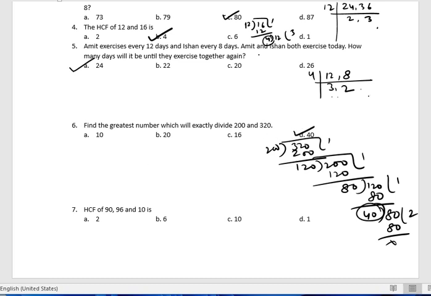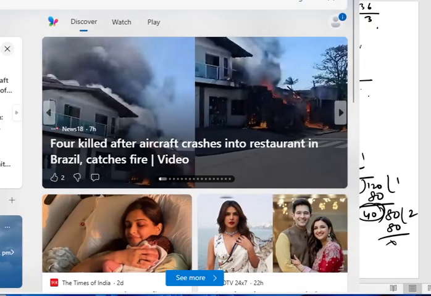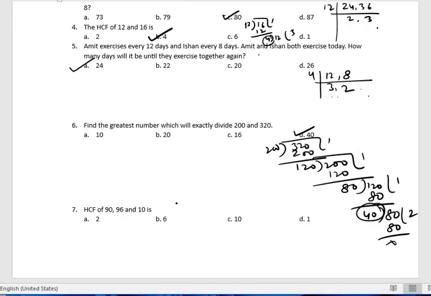Next question is the HCF of 90, 96 and 10. So you can do it easily by dividing, or we can use prime factorization. So 90 can be written as 2 into 3 into 3 into 5.